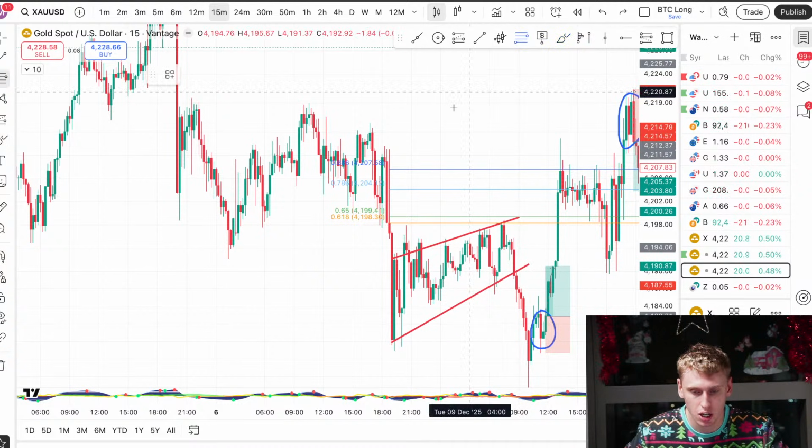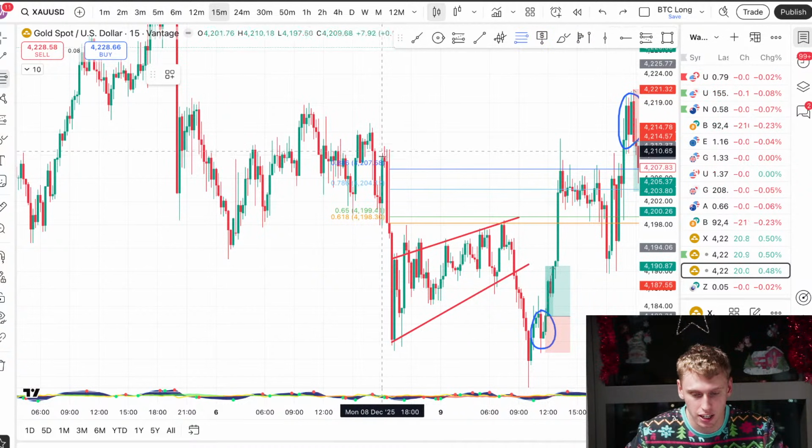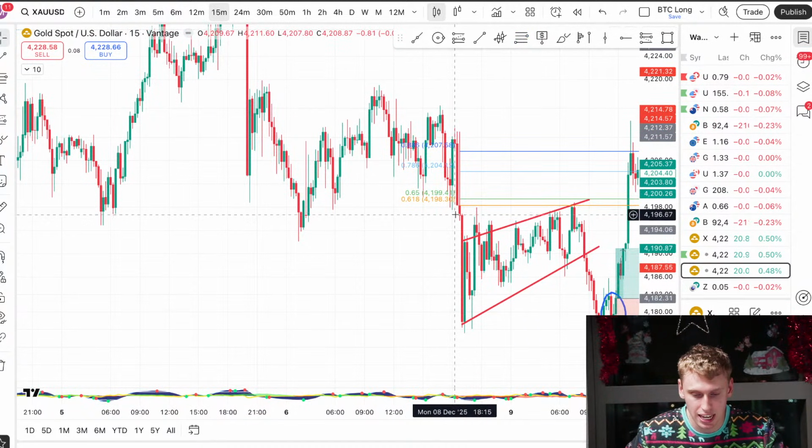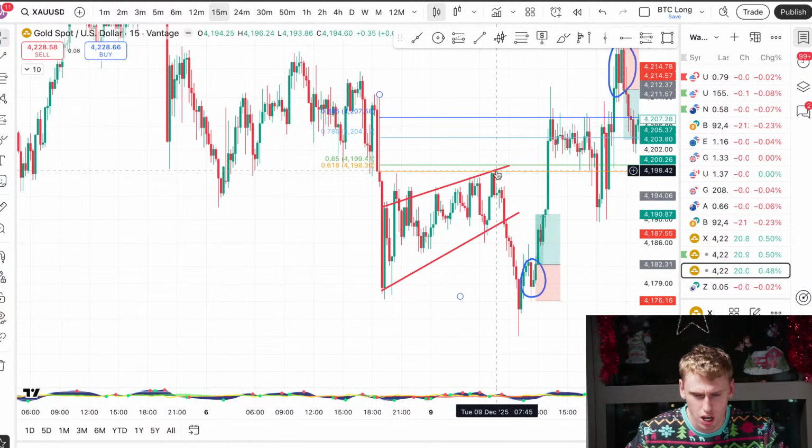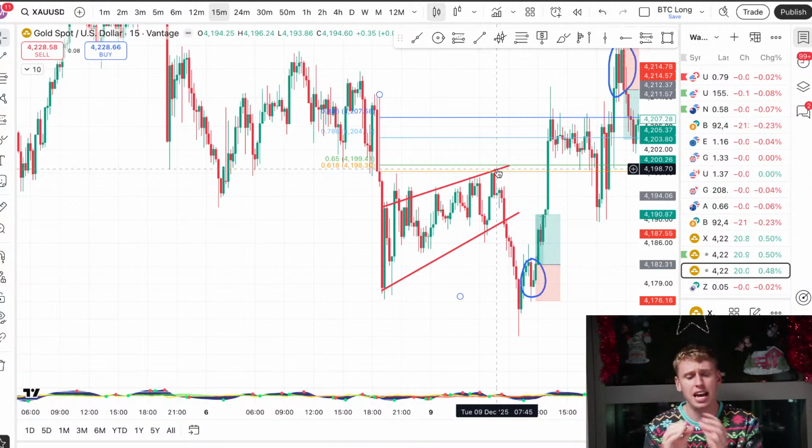A golden pocket has lined up there. What is a golden pocket? We've pulled a fib from the high here to the low, so this golden pocket has lined up perfectly with previous resistance. This is just a textbook, beautiful trade, super nice. I was very surprised we didn't have that marked up. But yeah, really nice.